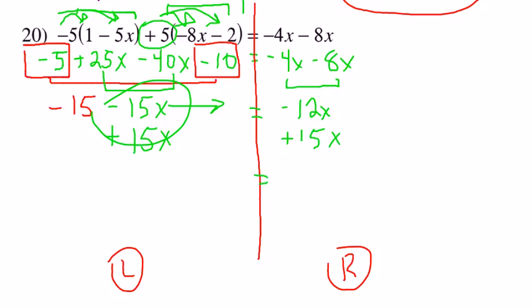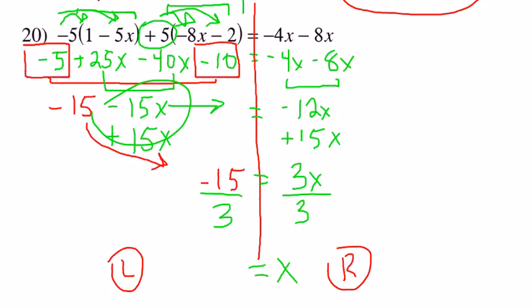And negative 12x plus 15x just turns into 3x. We are still equal to negative 15, right? We didn't do anything with this. That's why it's just coming down over here. I need now to divide because 3 and x are held together with multiplication. So we divide both sides by 3. And negative 15 divided by 3 is negative 5.